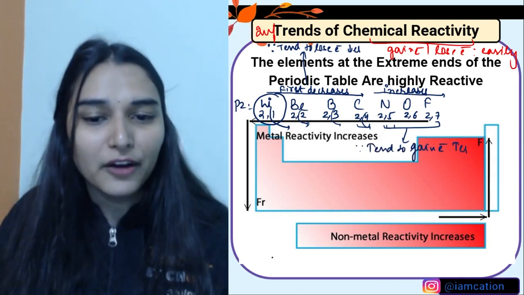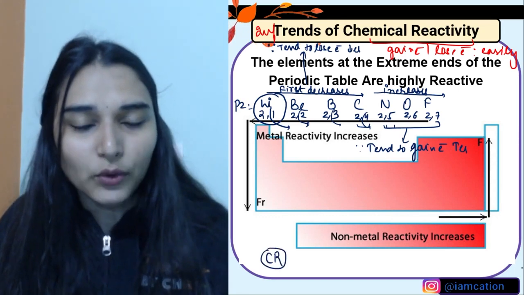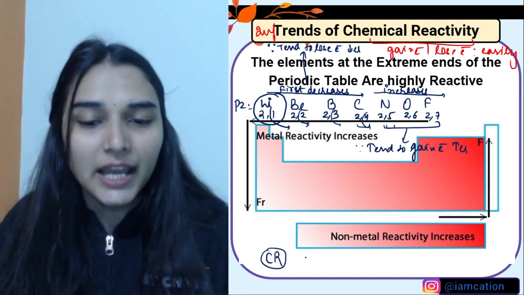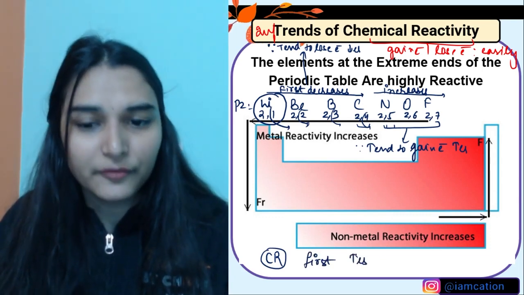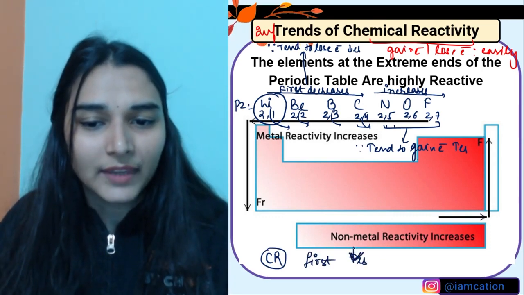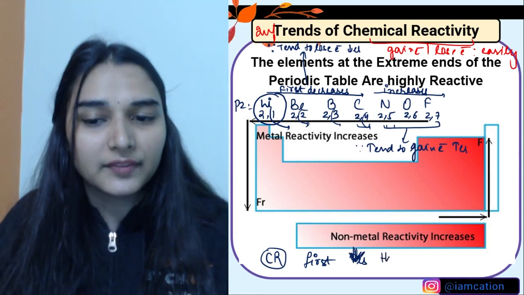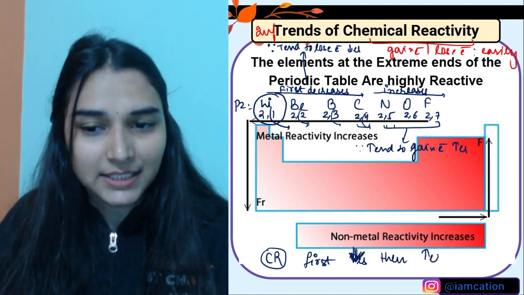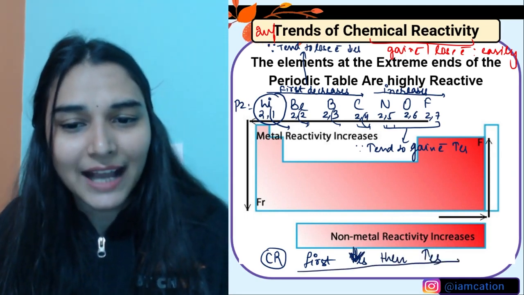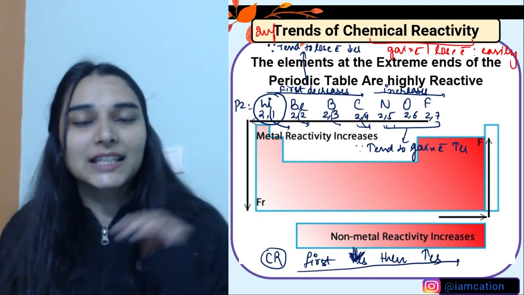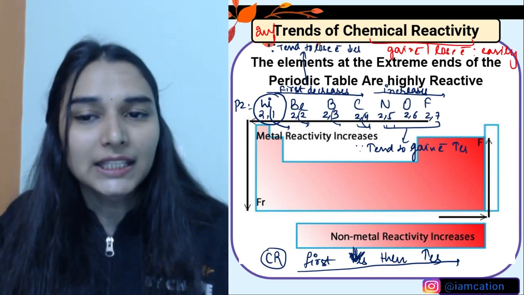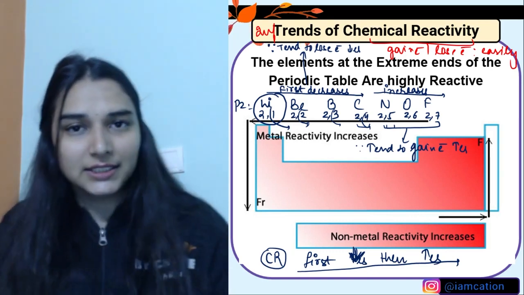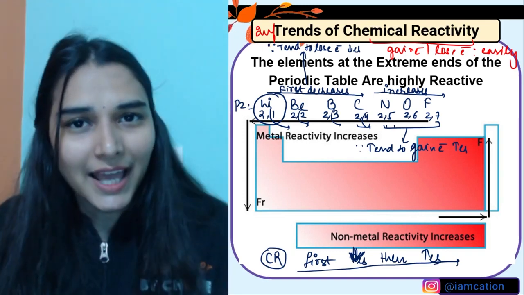So what is the trend of chemical reactivity on going left to right across a period? Chemical reactivity first decreases up to group number 14, then increases. Left to right chemical reactivity में क्या होता है? It first decreases up to group number 14 because tendency to lose the electron decreases. उसके बाद it increases. Easy है, कर सकते हैं.